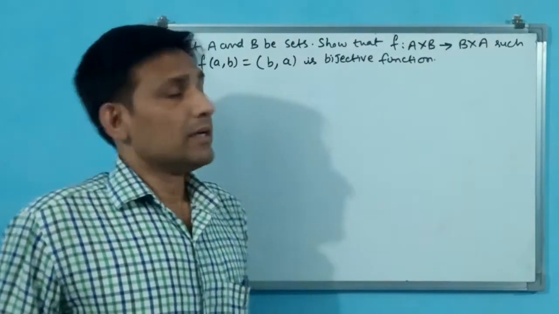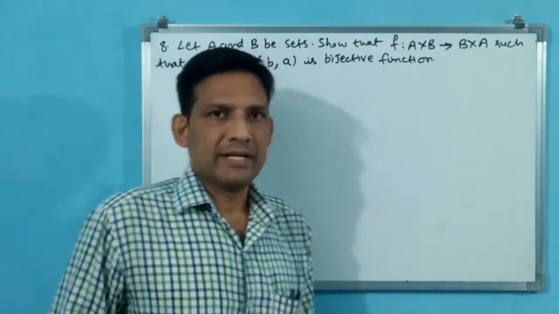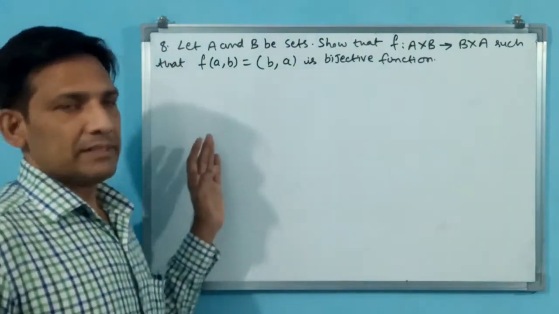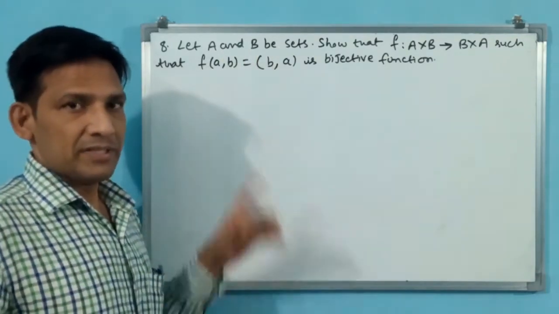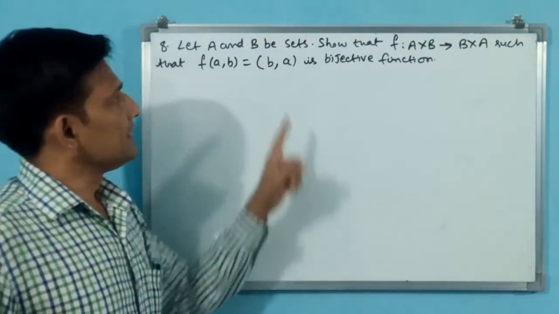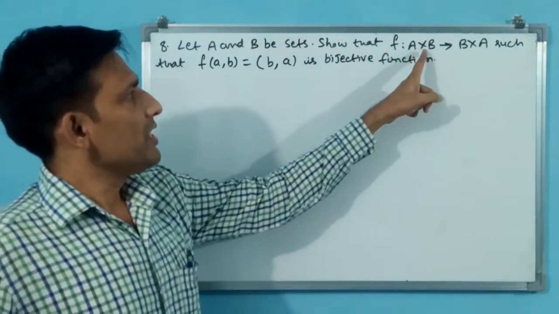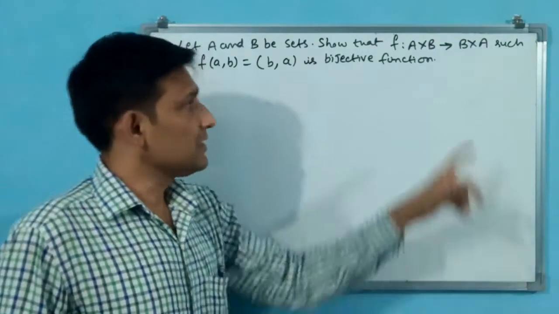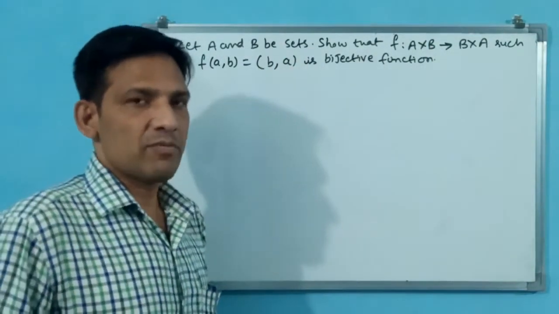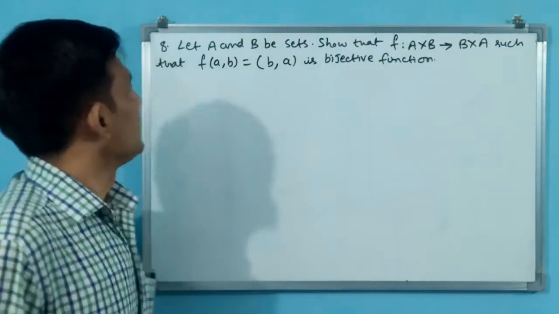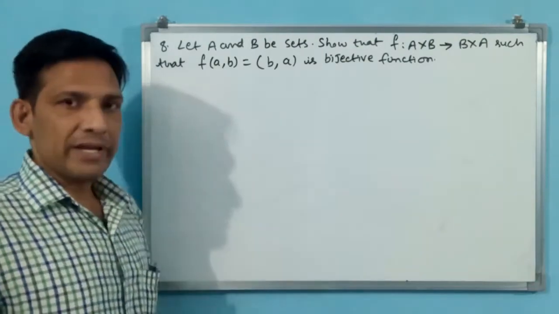Okay, dear students, now let us see question number 8. Problem 8. What they have given, you see, let A and B be sets. That means here A and B are sets. Show that function A cross B to B cross A. See, A cross B and B cross A are here Cartesian products. Such that f of (a, b) is equal to (b, a).